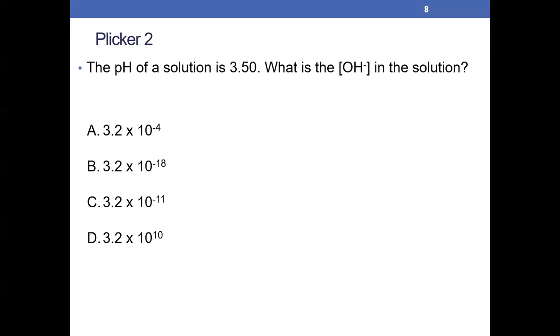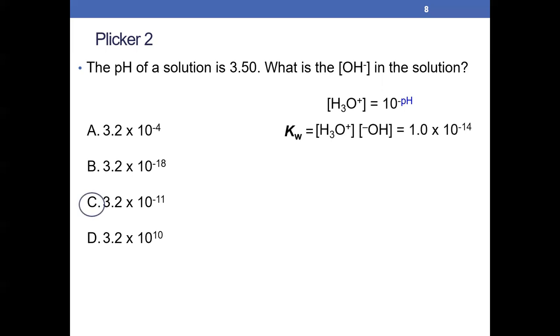Okay, so let's talk about this one. We were less successful on this one. We're given the pH, so we ultimately need to convert this into the concentration of H3O plus, and then utilizing the relationship between the concentration of H3O plus and OH, we can calculate the concentration of hydroxide. The correct answer is C, but let's walk through how we got there.